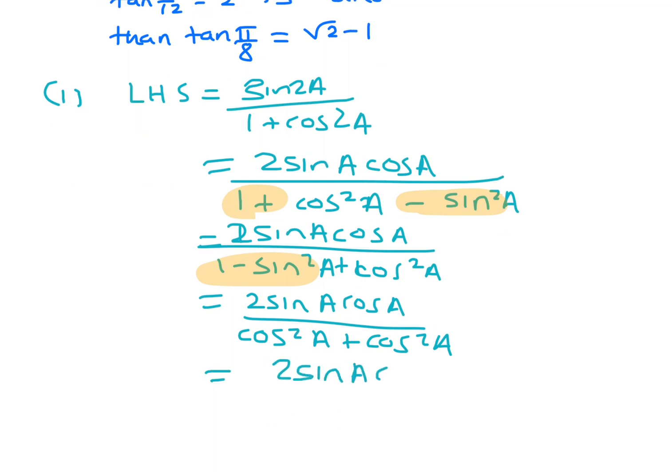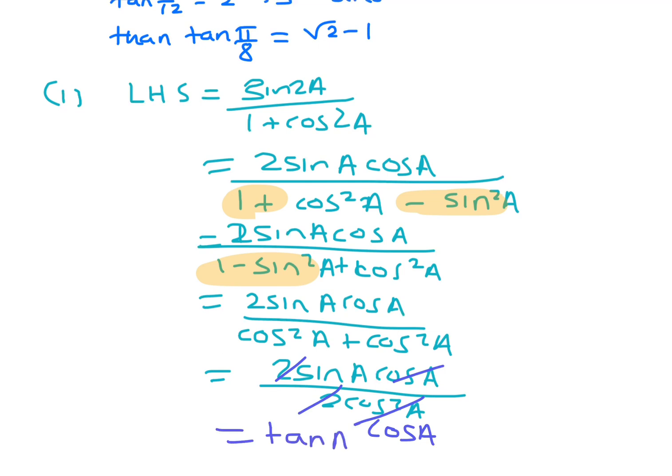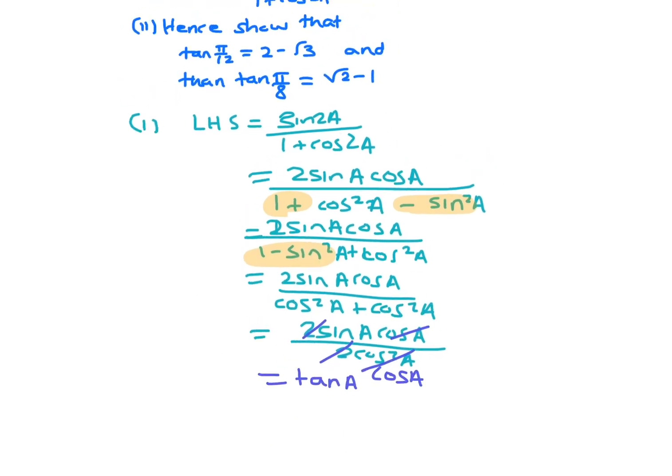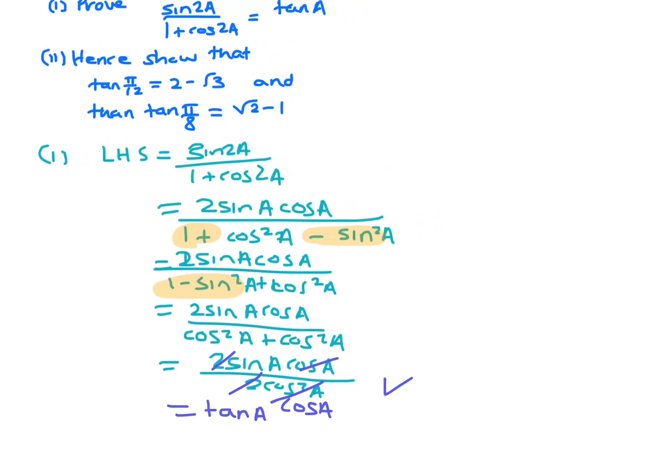So you go 2 sin a cos a over 2 cos squared a, and then if you look at that, that cos will cancel with that cos, gives you cos a. The 2's will cancel, sin on cos will give you tan, and that's what the other side is. It is tan. So that's done.